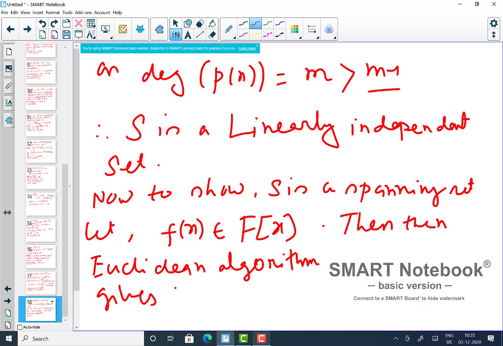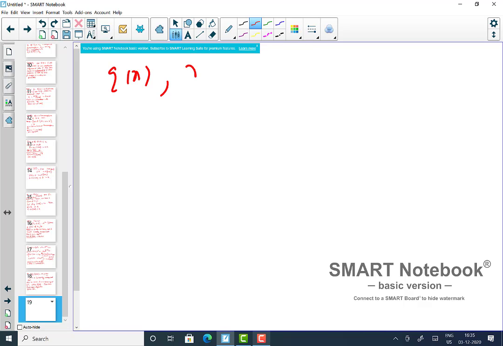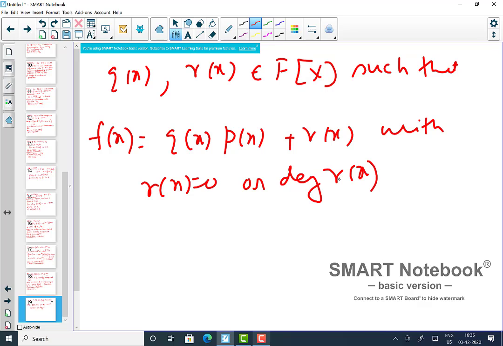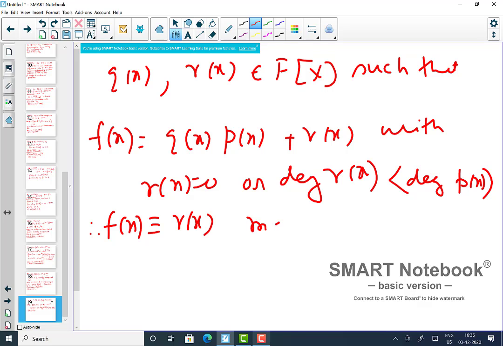gives you, what do you get? You will have q(x) and r(x) belongs to F[x], such that you can write f(x) equal to q(x) times p(x) plus r(x), okay, with either r(x) equal to 0 or degree of r(x) is less than degree of p(x), right? This is what the Euclidean algorithm gives you. Okay, so thus your f(x) is nothing but congruent to r(x) mod p(x), right? So modulo p(x), they are r(x), right?